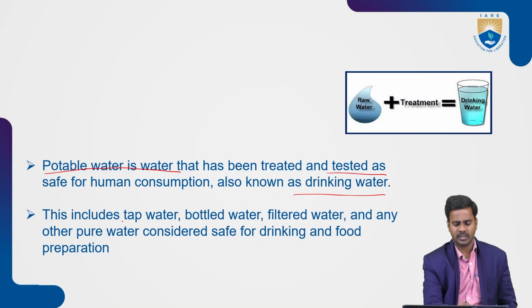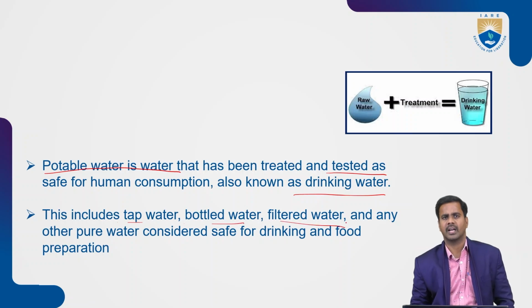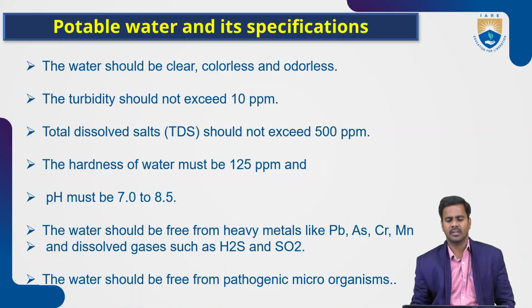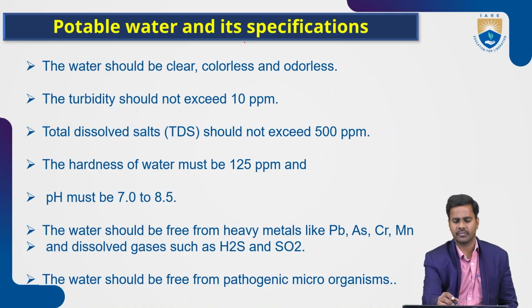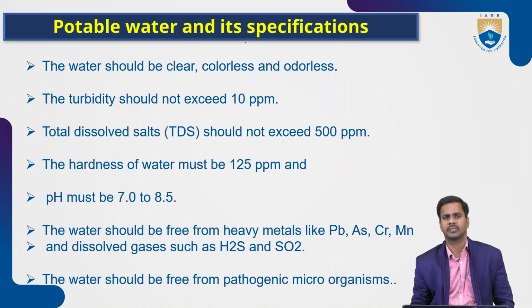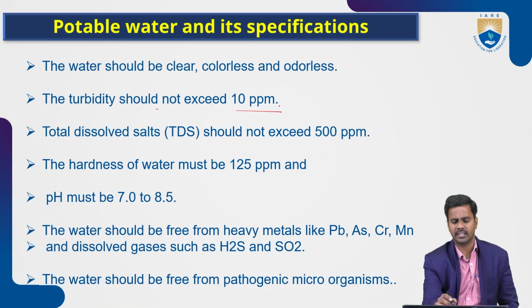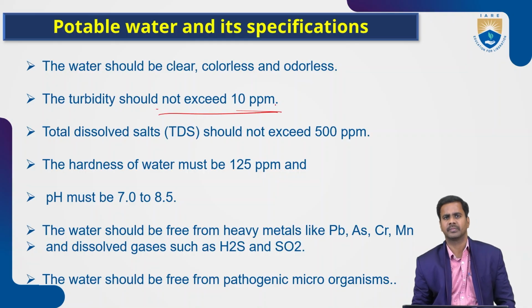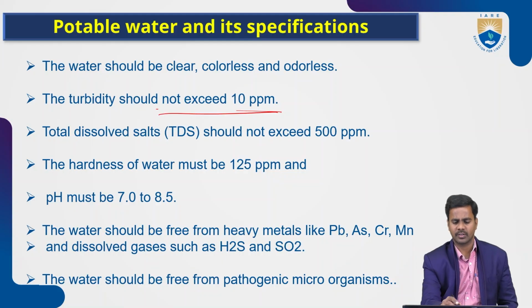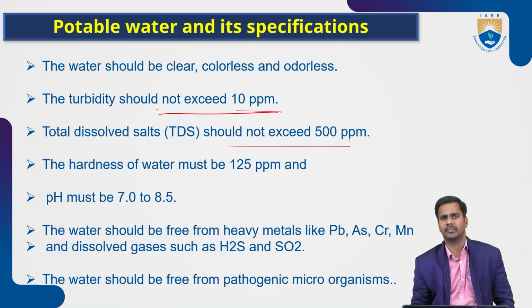It includes tap water, bottled water, filtered water, and any other pure water considered safe for drinking and food preparation. So, what are the important specifications of potable water? The water should be clear, odorless, and colourless. The turbidity should not exceed 10 ppm. The TDS levels for potable water should not exceed 500 ppm.